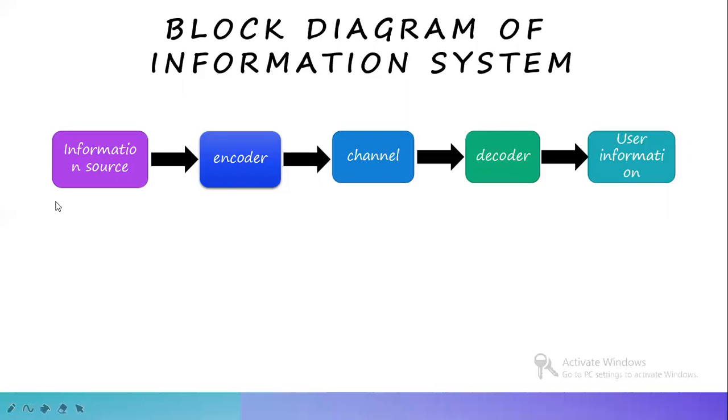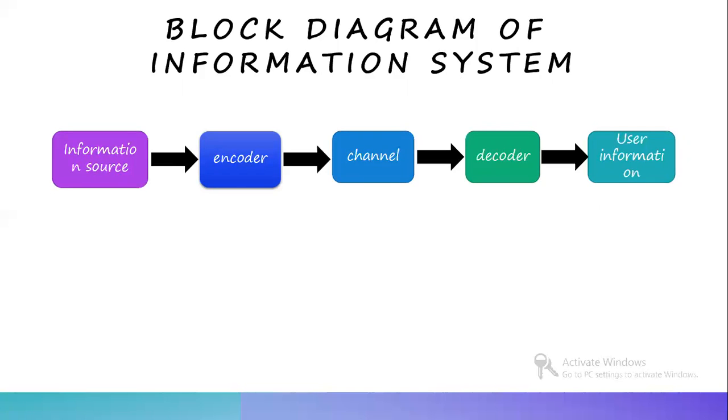That is, the transmitter comprises the information source and encoder. The receiver is the decoder and user of information. The receiver will always identify the symbol sequence and match it with the correct sequence. After understanding the block diagram of an information system, we'll next move on to the measure of information.